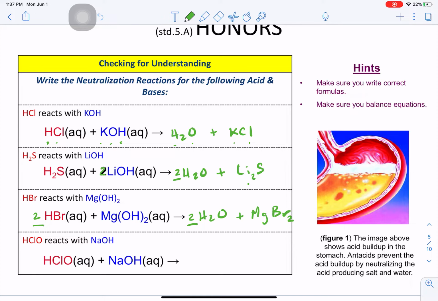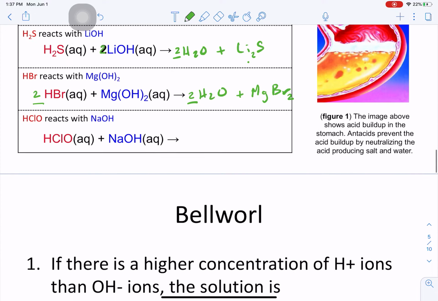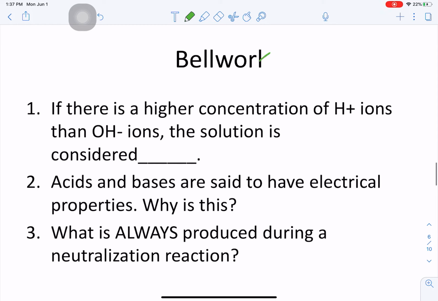So if you have any other questions on that, let me know. I'm going to move on. Oh, that should be bell work. Okay, so the bell work. If there is a higher concentration of H plus ions than OH minus ions, the solution is considered acidic. Okay, number 2, acids and bases are said to have electrical properties. Why is this? They have those free-moving ions. They dissociate or ionize. Those free-moving ions are able to conduct electricity.